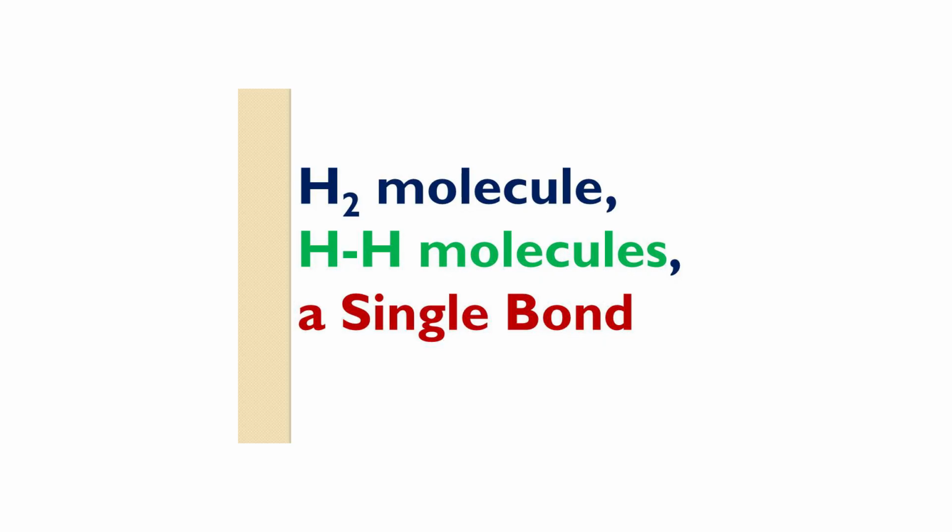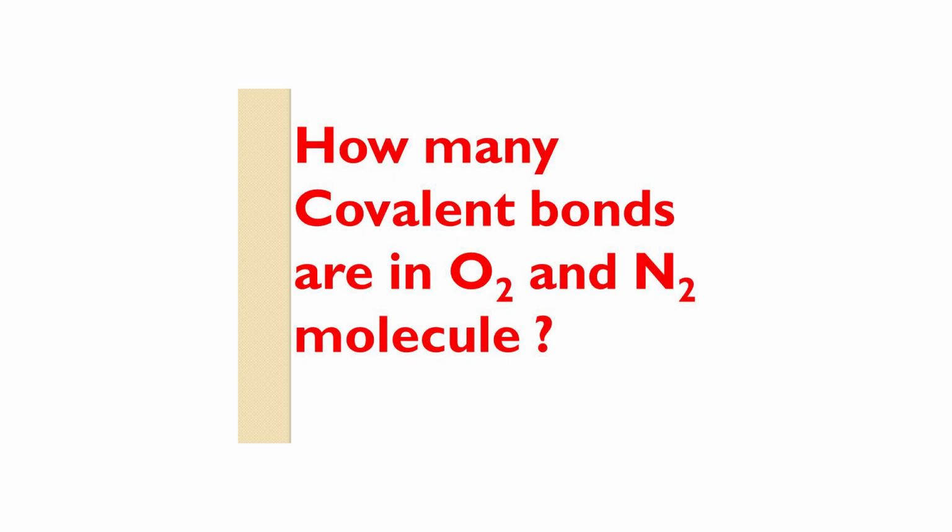Mostly hydrogen forms covalent compounds. Students, can you give an example of a covalent compound? Hydrogen molecule, H-H bond. Chlorine, Cl2, Cl-Cl bond. What about the covalent bond of oxygen and nitrogen? How many covalent bonds are formed? Draw the Lewis structure of oxygen and nitrogen using dots and cross symbols.